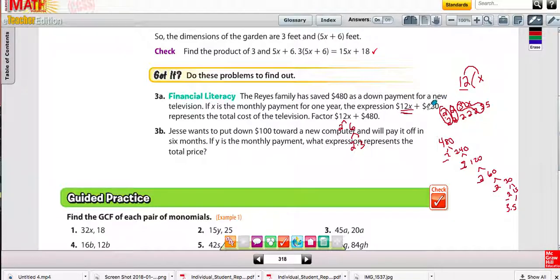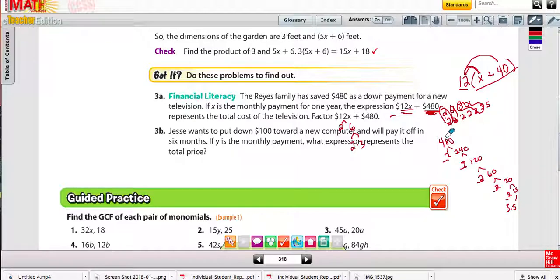So 12 times x is 12x. Now let's see how many times 12 goes into 48. 12 times what is 48? Well, it happens to be 4 for 48, so plus 40 would be the answer there. So 12 times x is 12x. 12 times 40 is 480. So for 3a, to factor that, it's 12 times the quantity x plus 40.